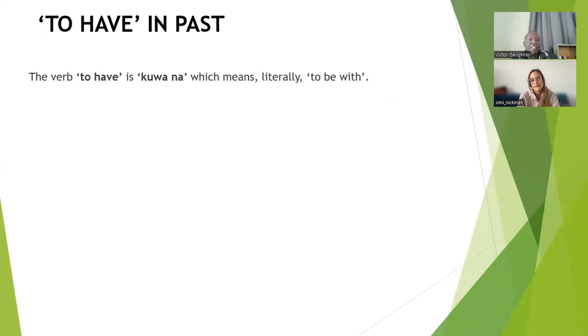Then let's see the verb to have in the past. As I said, the verb to have in the past, as in the future, we use kuwa na. You getting me? So what you do, you put the tense marker and you put kuwa na. So there will be the prefix for the pronoun, the tense marker, and you put the verb to have, which is kuwa na.